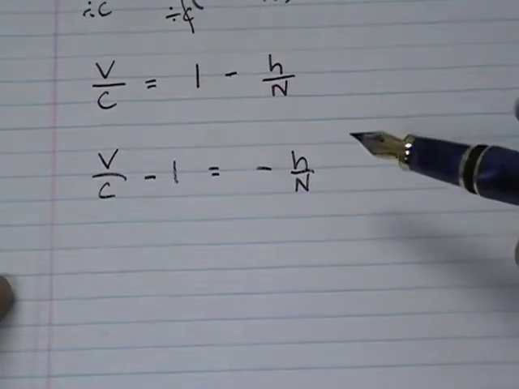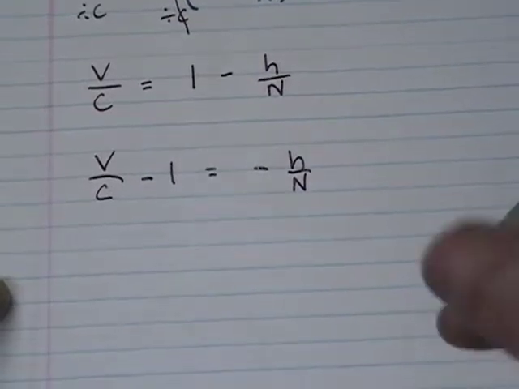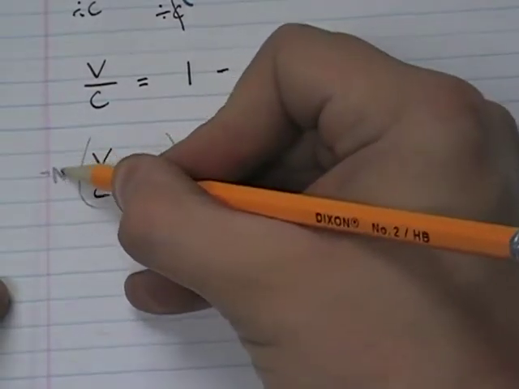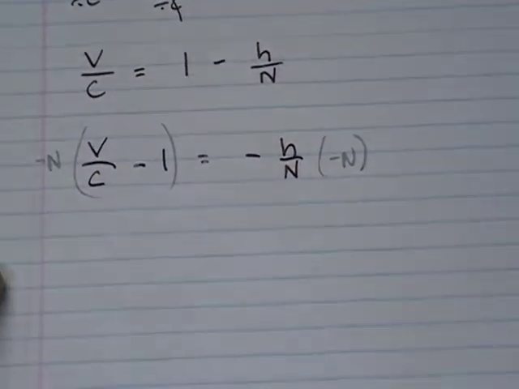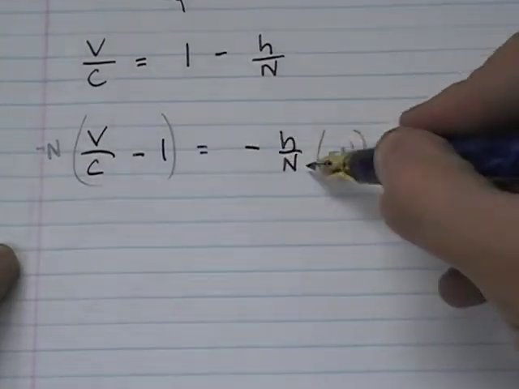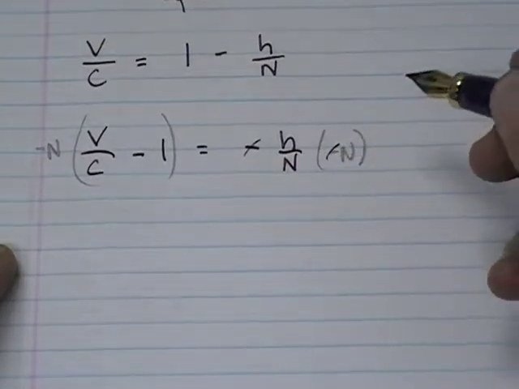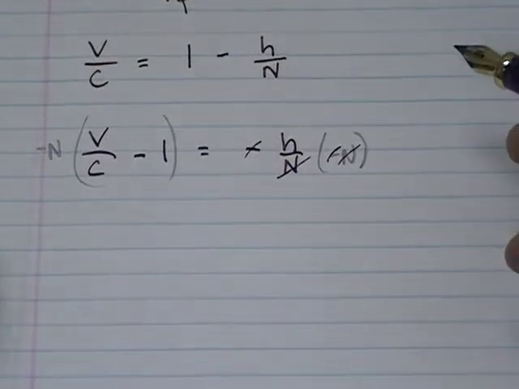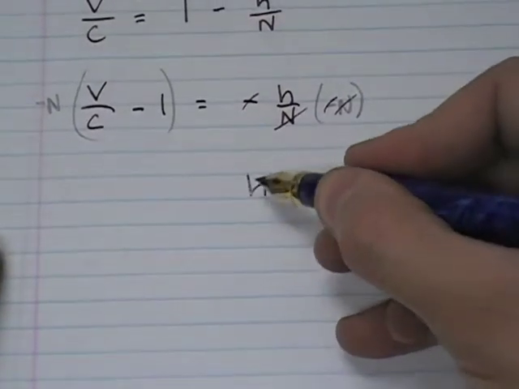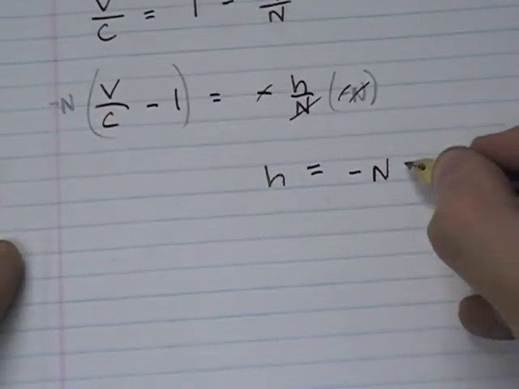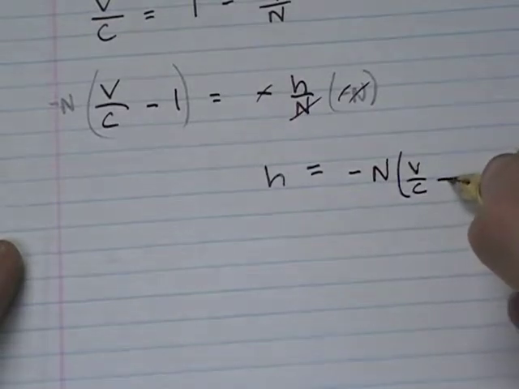So how do I do that? Well, the simple way to do this in one step is to multiply both sides by negative N. Okay? Multiply both sides by negative N. Now, negative N times negative N, what happens? Negative times negative makes a positive, and N on the bottom and N on the top are going to give me 1. So what am I left with on the right hand side? I'm left with H. And then over here, I'm left with negative N times V over C minus 1.